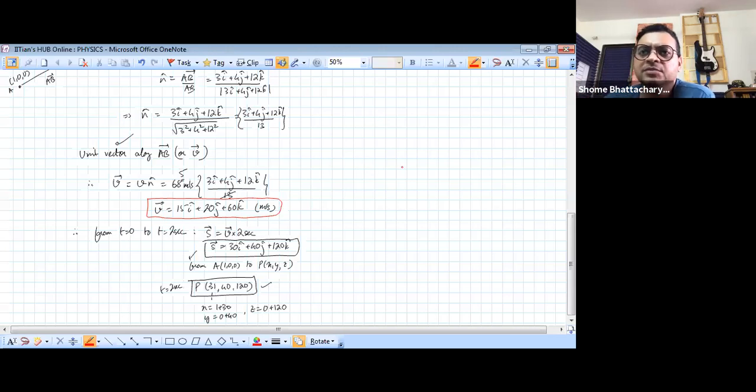No, in AB there will not be 5 i cap, because see, it is going from x equal to 1 to x equal to 4. So what is the change in x? It is x2 minus x1, right? So that is 3. Your delta x is equal to 3. So in your displacement vector there will be x2 minus x1 i cap plus y2 minus y1 j cap, like that. So that's why this term is 3 i cap and not 5 i cap.